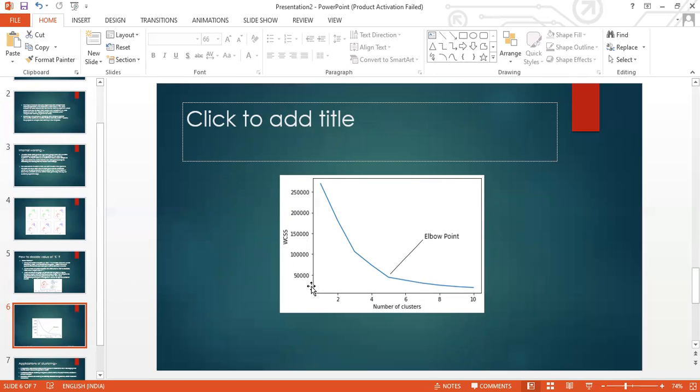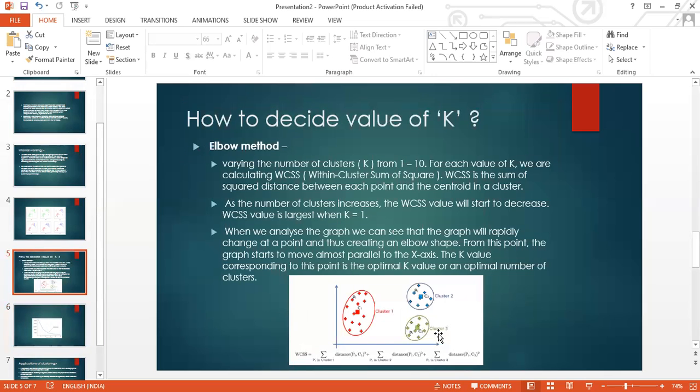In the first step, the value of WCSS will decrease very drastically. But at some point it will try to become somewhat parallel with the x-axis. The difference will not be that significant. At some point it will form a steep slope, so that point is taken as the optimal value of k, and that k will be taken as the number of clusters.